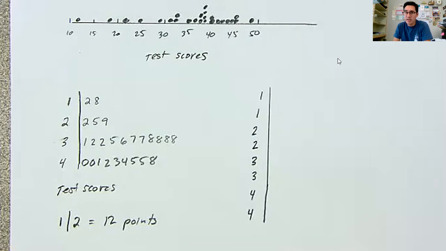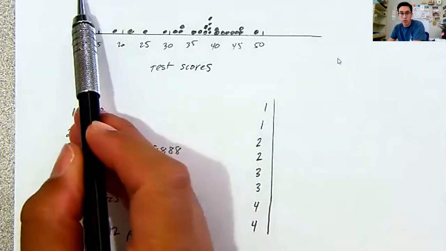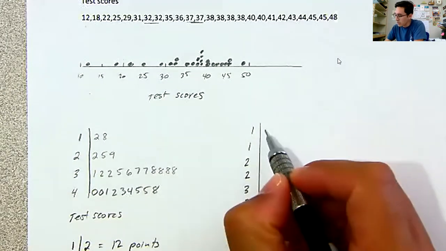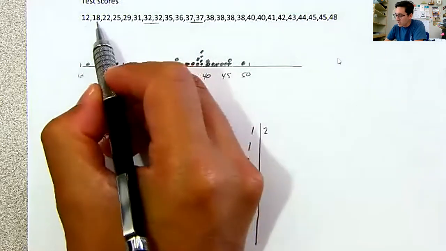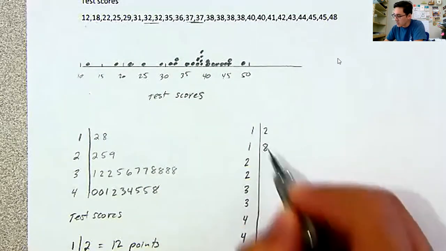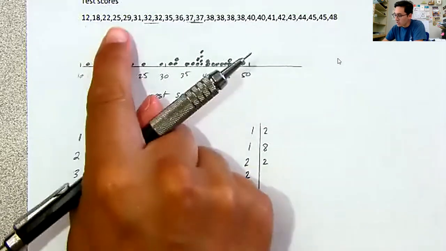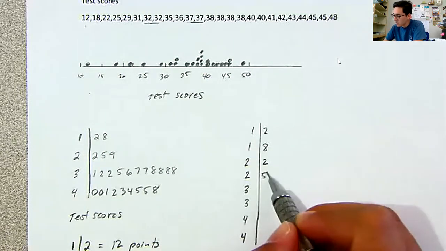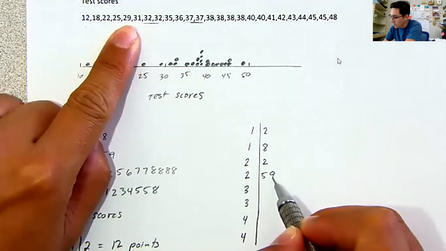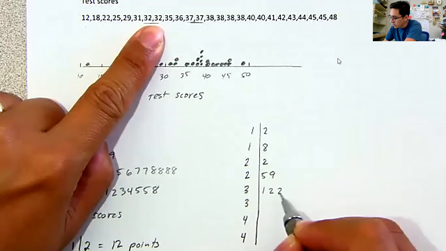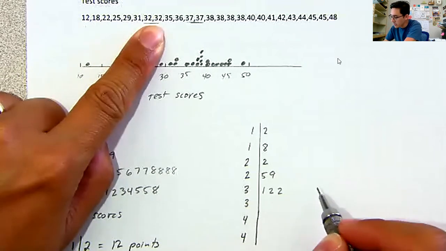If it ends in a 0 through 4, it'll be low, and if it ends in a 5 through 9, it'll be high. So 12 would be considered low, so I'd put it in the first row. 18 would be considered high teens, so it would go in the next row. 22 is low 20s. 25 would be considered high 20s. Same with 29. Okay. 31, 32, 32. Those are all my low 30s.